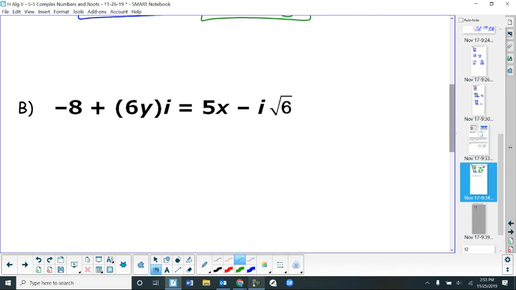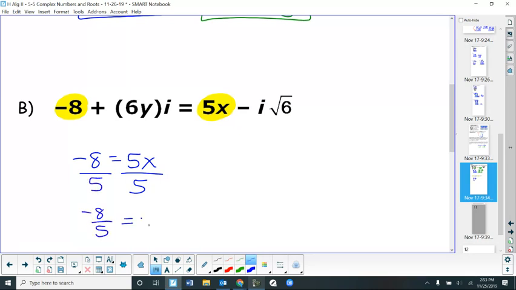So again, you want to identify what's the real part on the left, what's the real part on the right. So these are both complex numbers. So the real part on the left is negative 8. The real part on the right is 5x. So my first equation is negative 8 equals 5x. Divide both sides by 5, and negative 8/5 equals x.